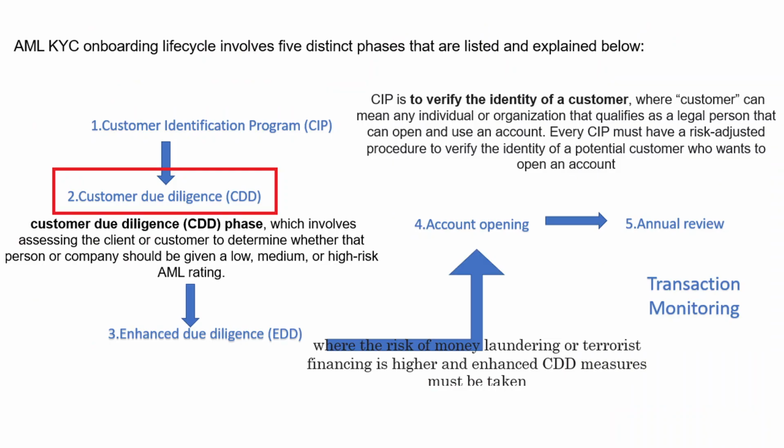So as we have seen, KYC has multiple steps. Initially is CIP, then CDD. I have already explained CIP in my earlier videos, so today I have come with CDD part 2. Let's go ahead and see what CDD is. I have defined what CDD is in my earlier video.